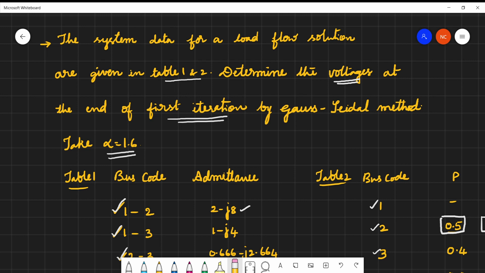Hello all. In this video, we are going to solve a problem based on the Gauss Seidel method. The required system data for a load flow solution is given in tables 1 and 2. We need to find the voltages at the end of the first iteration, and we are given the acceleration factor as 1.6. So here we go with table 1 and table 2.